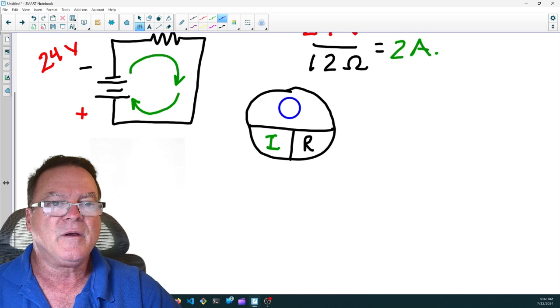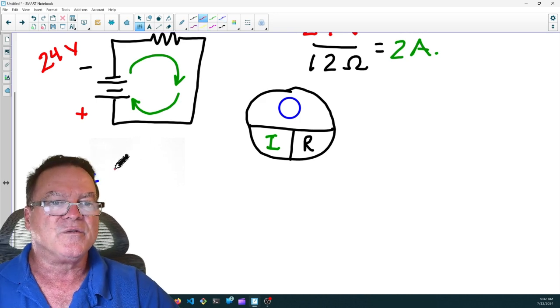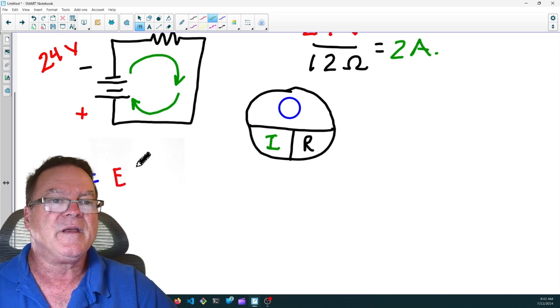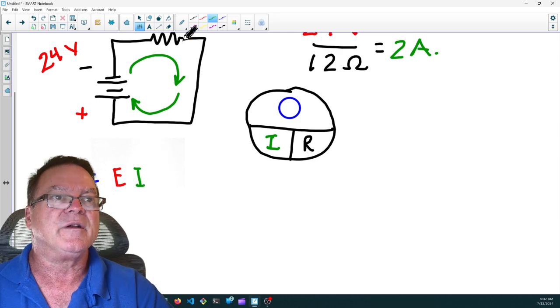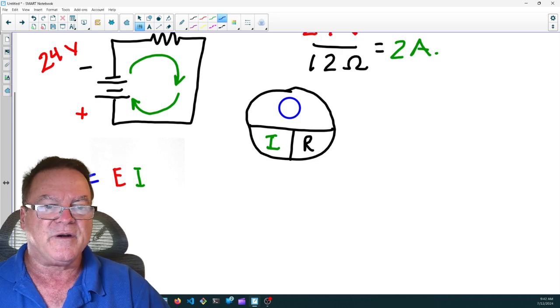Power equals volts times amps. It also equals, here I should have drawn them at the same time. There are 3 power equations. We'll write all 3 of them here.